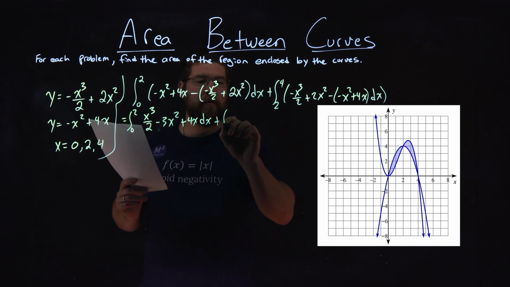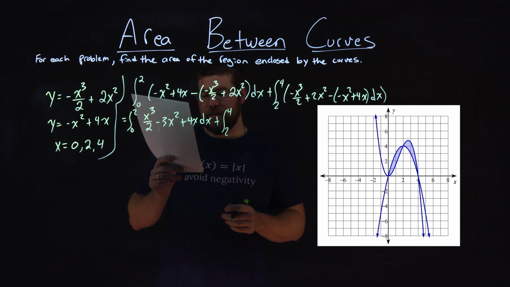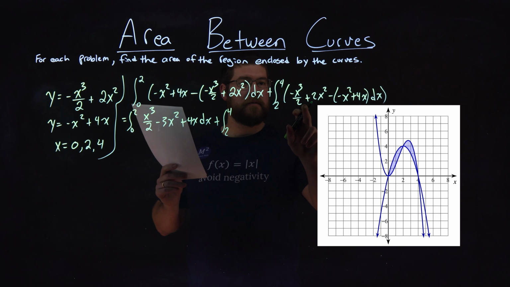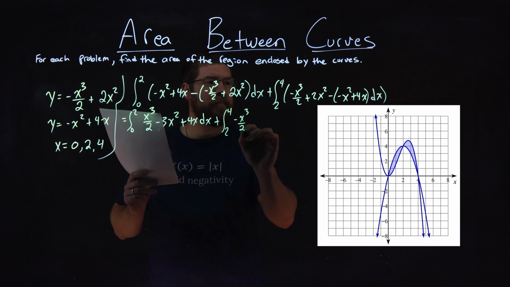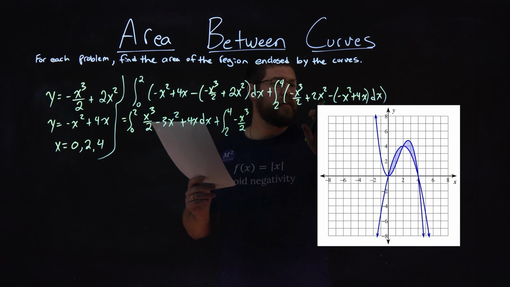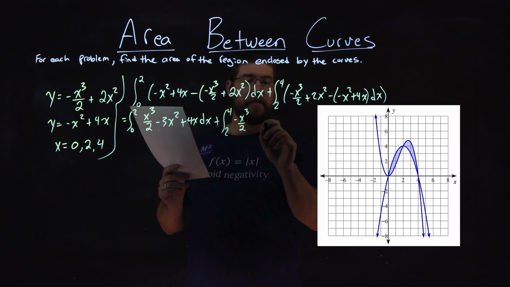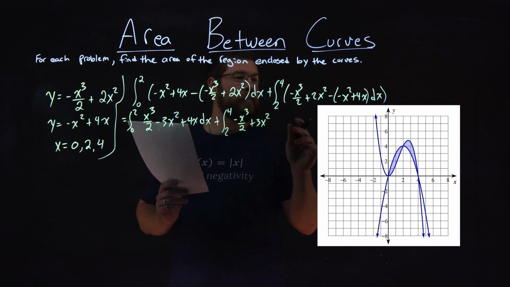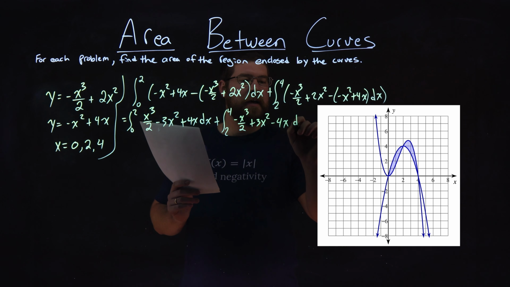Plus, we're going to use the second integral from 2 to 4, same idea, combine our like terms. Negative x to the third power is the only one to the third power, so right from the beginning, negative x to the third over 2. And then we have x squared: 2x squared minus a negative x squared, plus a positive 3x squared. And then we just have a minus 4x at the end, dx.